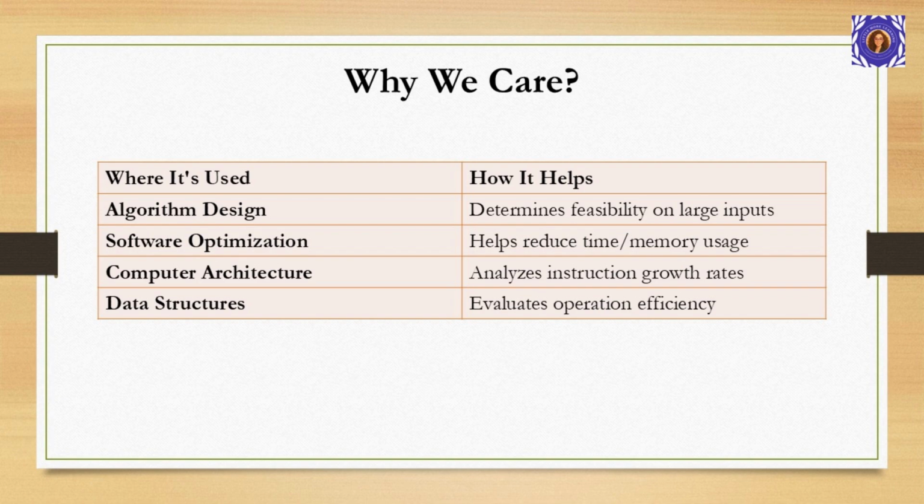Software optimization: focus optimization efforts on operations with the worst asymptotic behavior first. System architecture: design systems that can handle the expected growth in data size. Performance prediction: estimate how your system will perform as it scales.